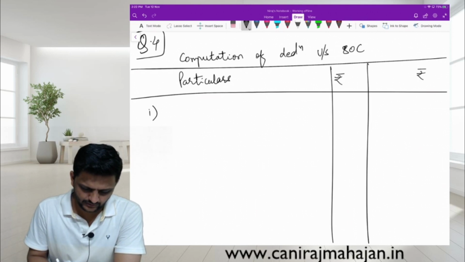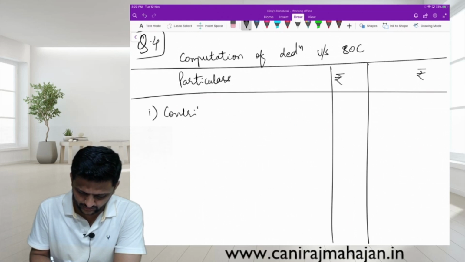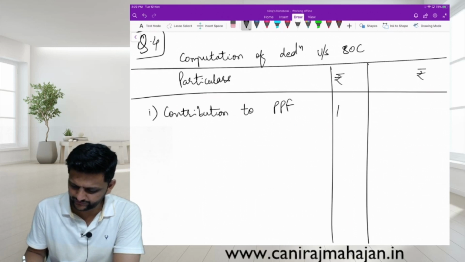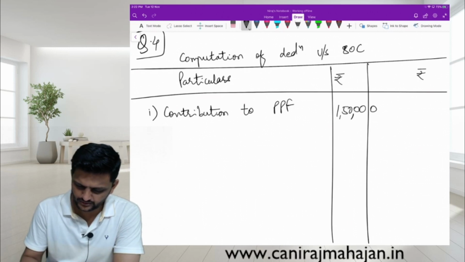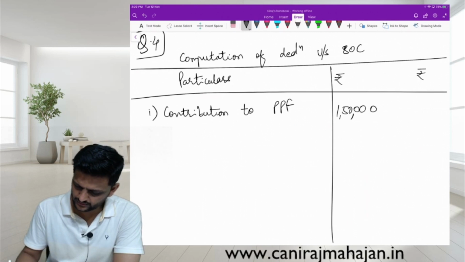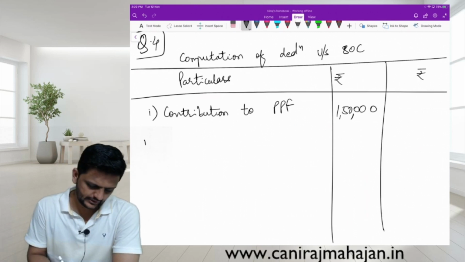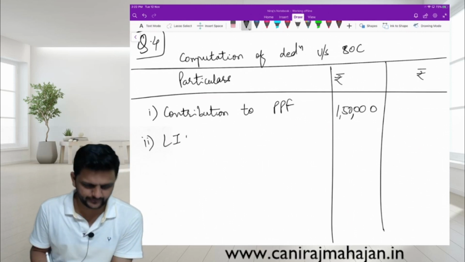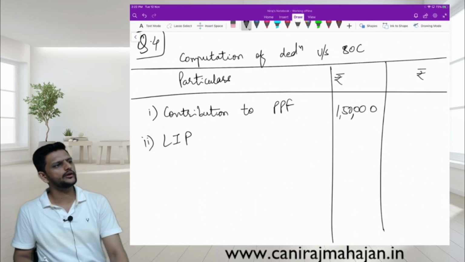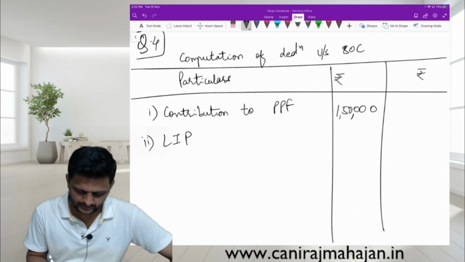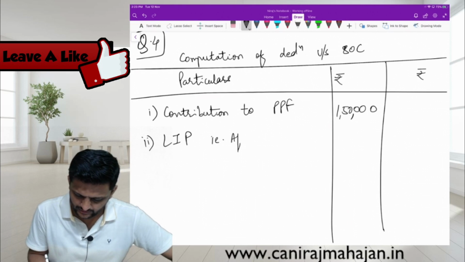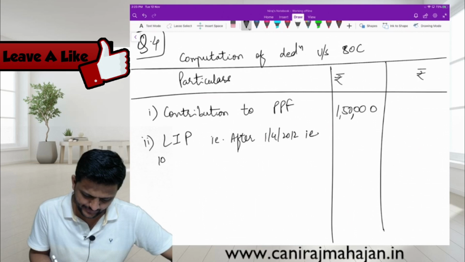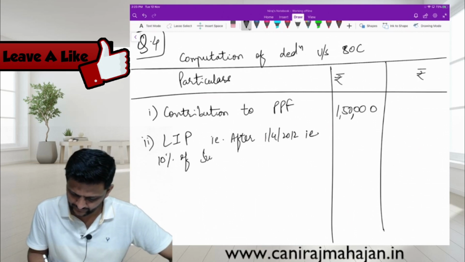First one, contribution to PPF, Public Provident Fund, 1,50,000. Yes. Second, it is what? LIP on spouse, life insurance premium for spouse. Policy is taken on 1/4/2014, that is after 1/4/2012. That is 10% of sum assured is your limit. Yes or no?